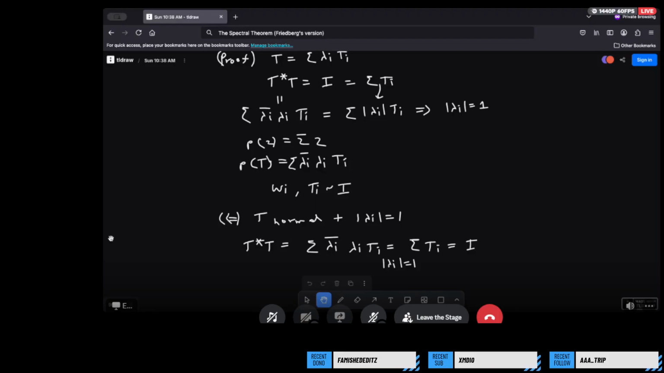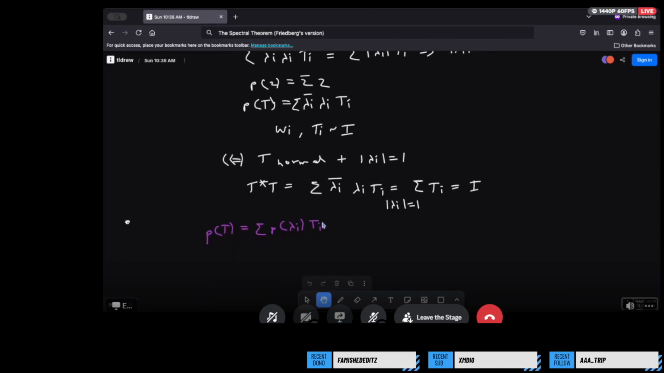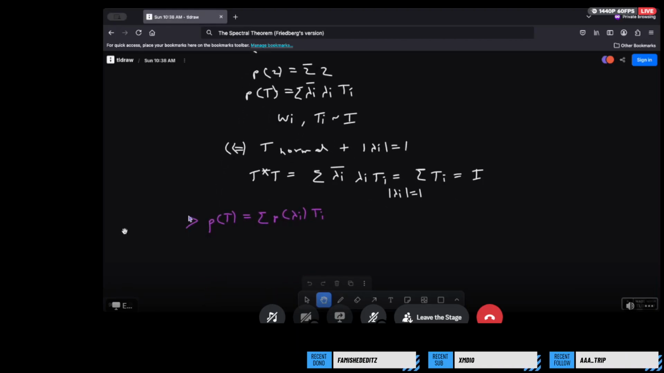So it's really helpful, thinking of a normal map as a complex number is really helpful. Using this is super nice. And later on, in infinite dimensions, it's also extremely helpful.